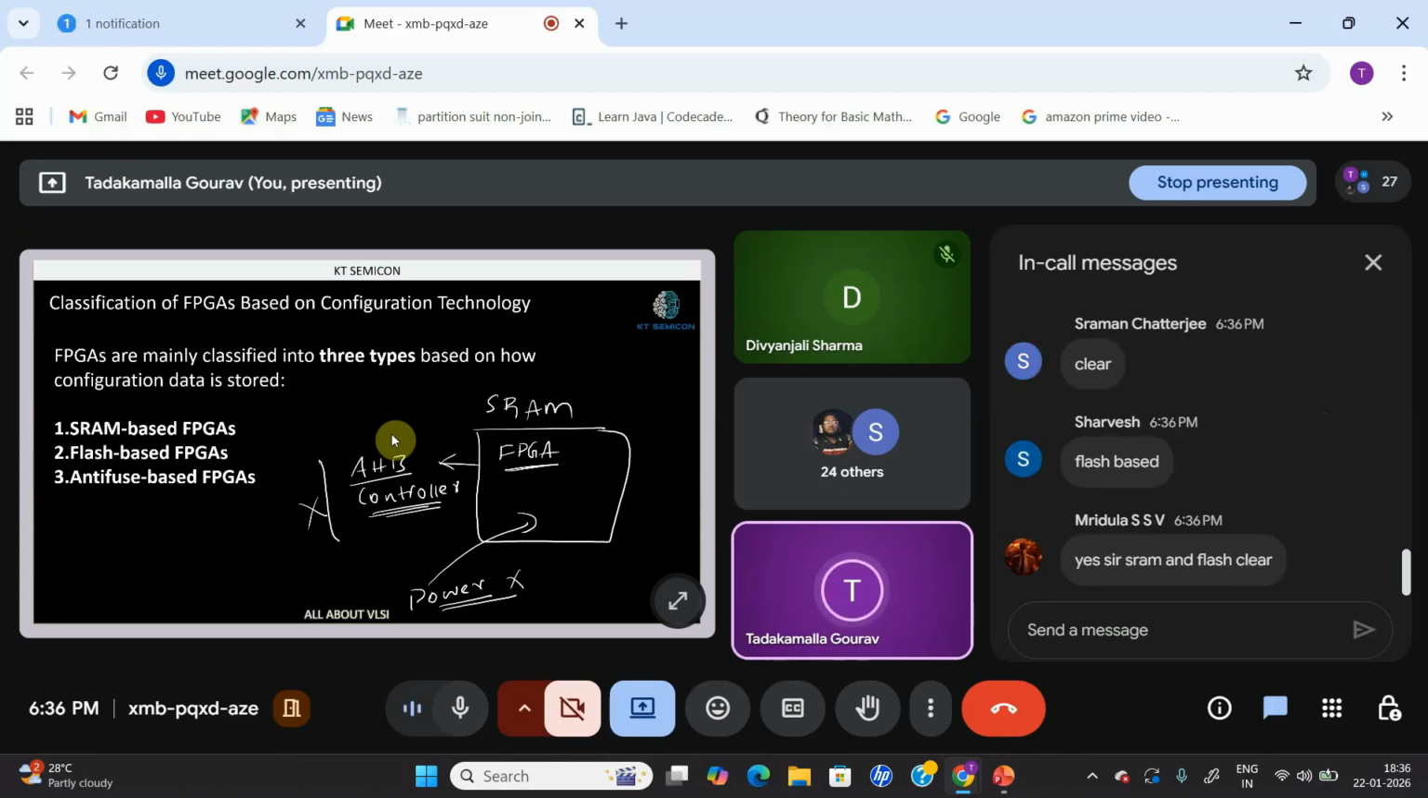Flash-based FPGAs, if you are going to store your configuration data inside your flash-based FPGAs, that data will not be removed even if you remove the power supply, because it's a non-volatile memory.